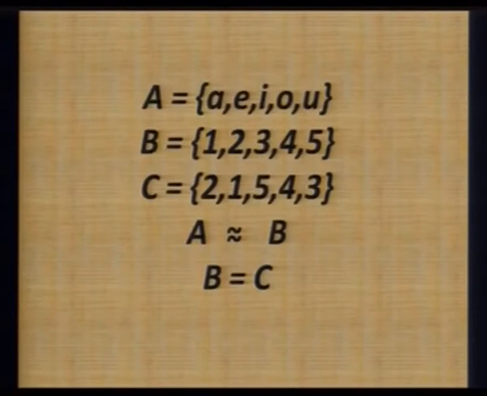Another one, sets B and C. The only difference is that the order of elements is changed. They have the same exact number of elements and the same elements also. In that case, the two sets are called equal sets. So now the question is, what is the basic difference between equal sets and equivalent sets?